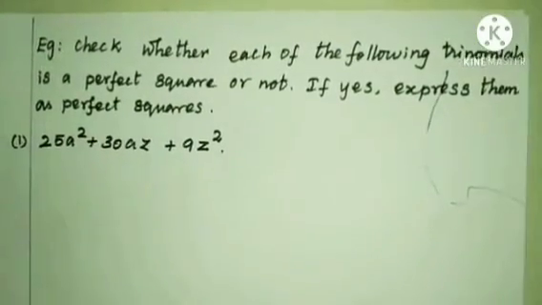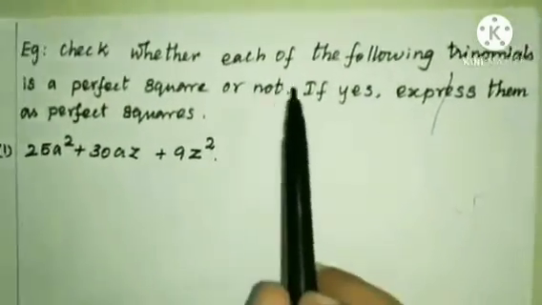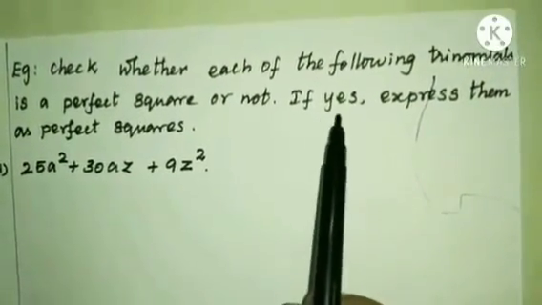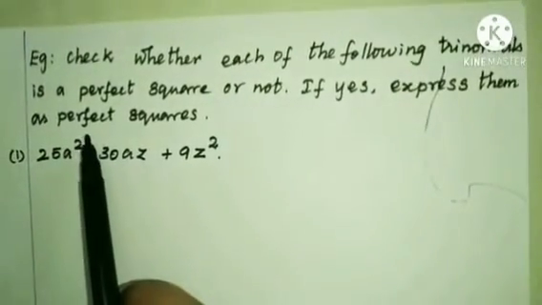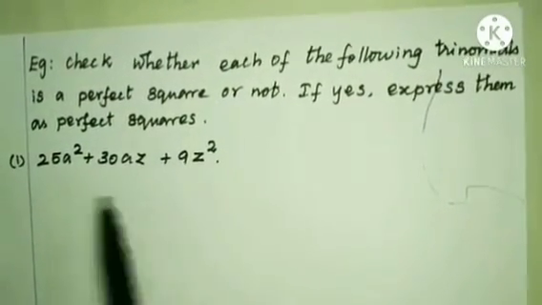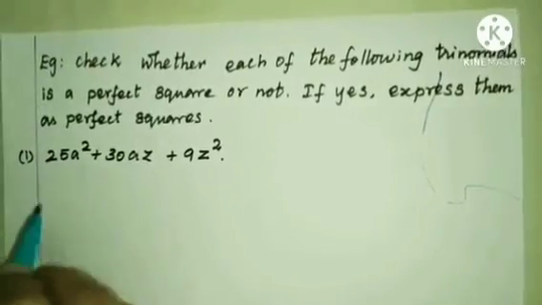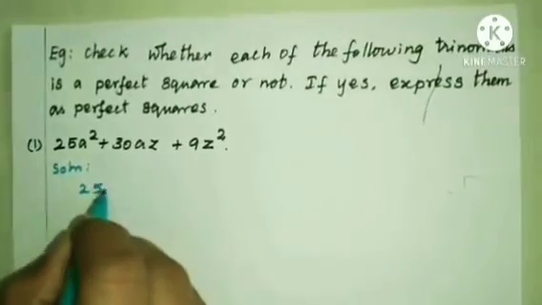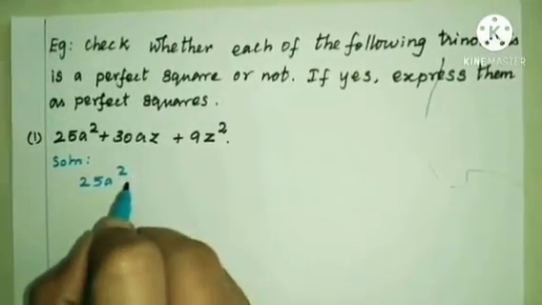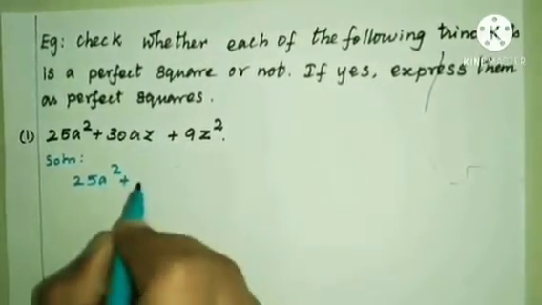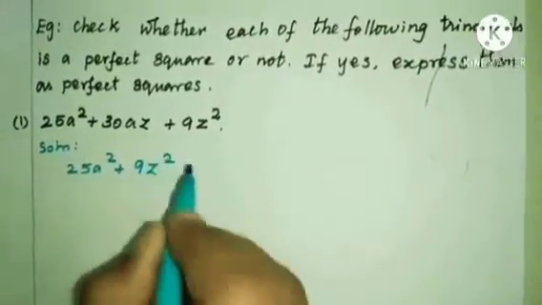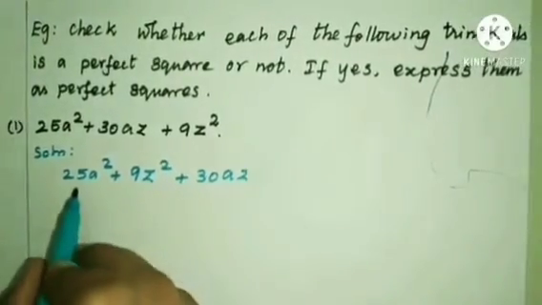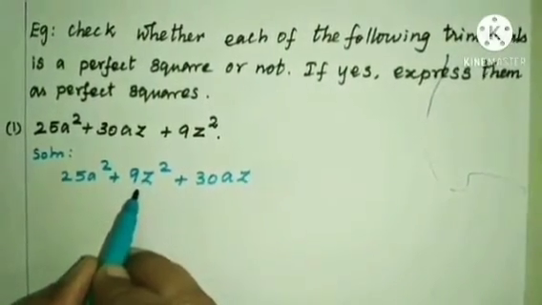Let us see some example sums. Check whether each of the following trinomials is a perfect square or not. If yes, express them as perfect squares. Here, the first question is 25a² + 9z² + 30az. I can interchange the terms. Here the first and second terms are perfect square numbers.